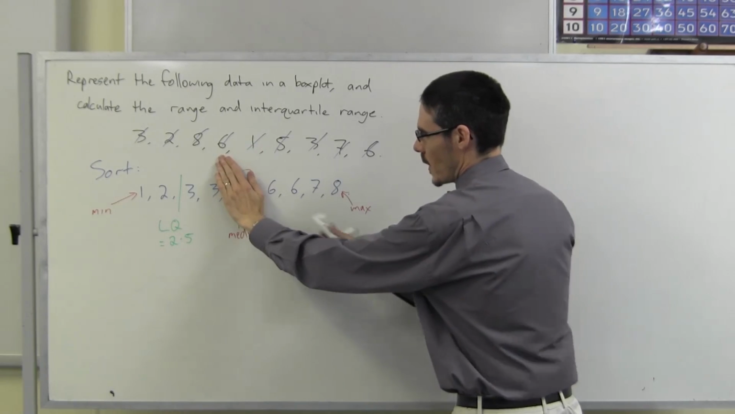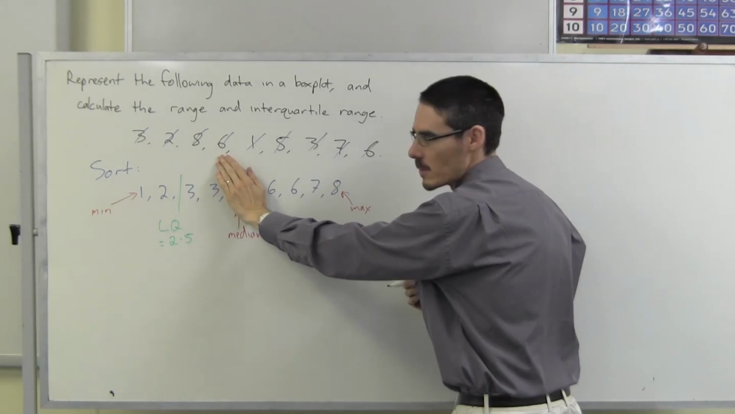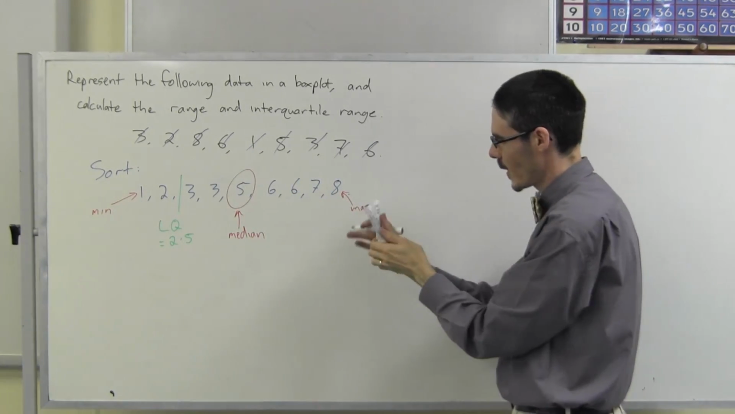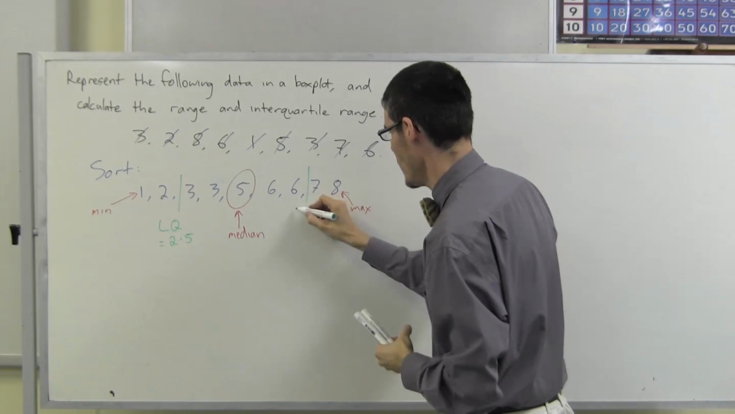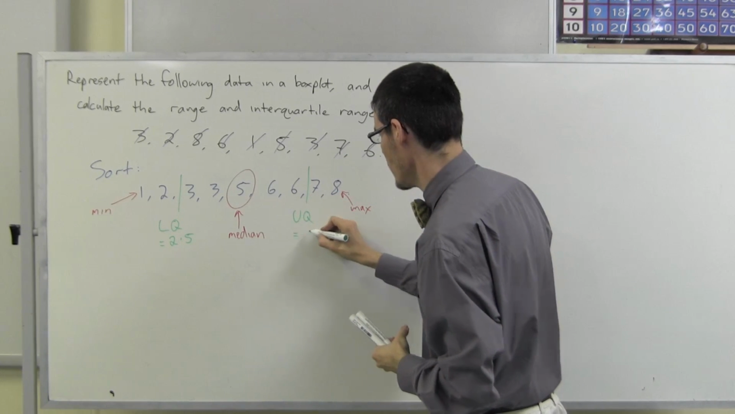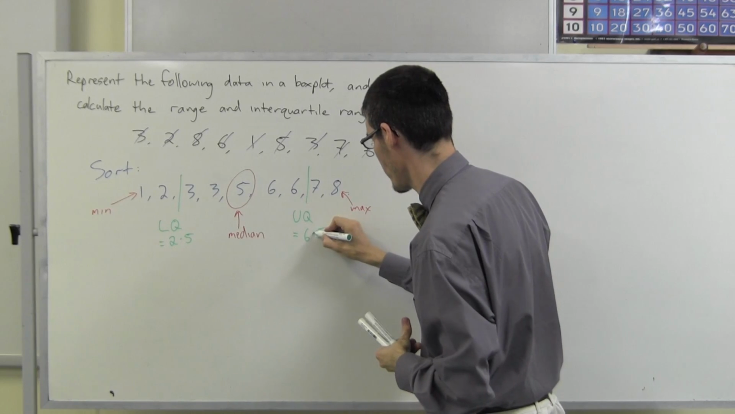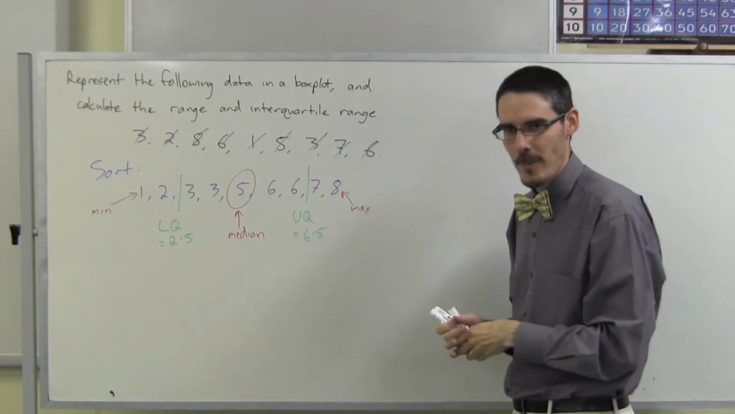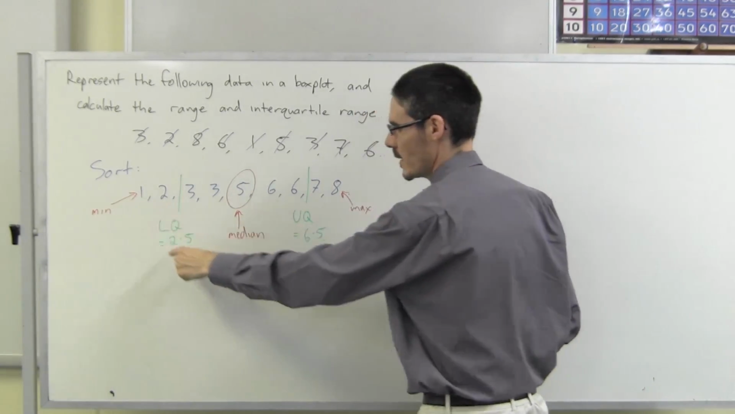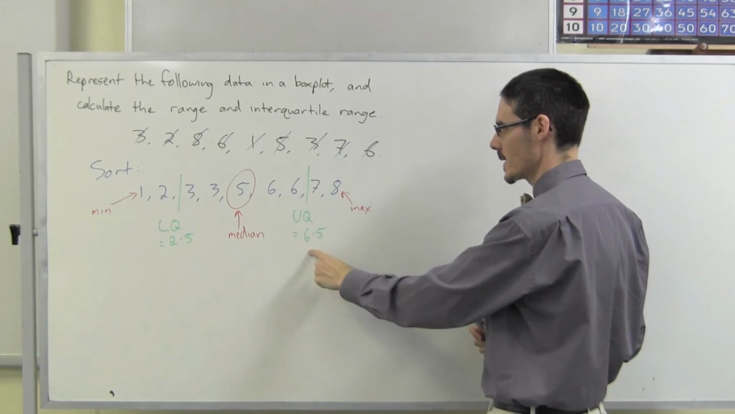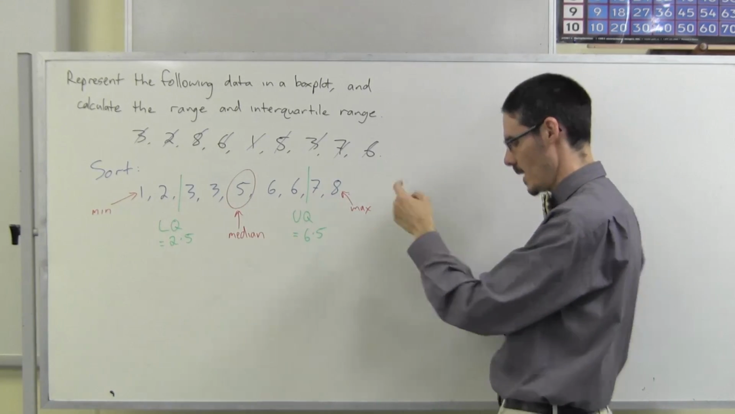The upper quartile is in the middle of these four scores. That means it's here, halfway between those two. The upper quartile is 6.5. Now I have my five number summary. 1, 2.5, 5, 6.5, 8. Let's draw a box plot.